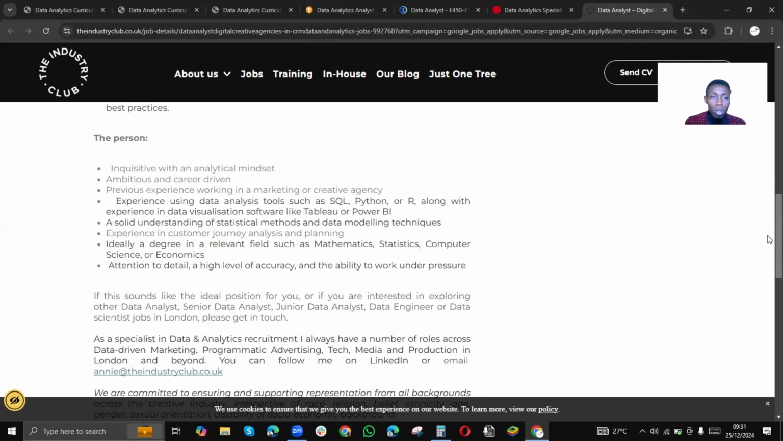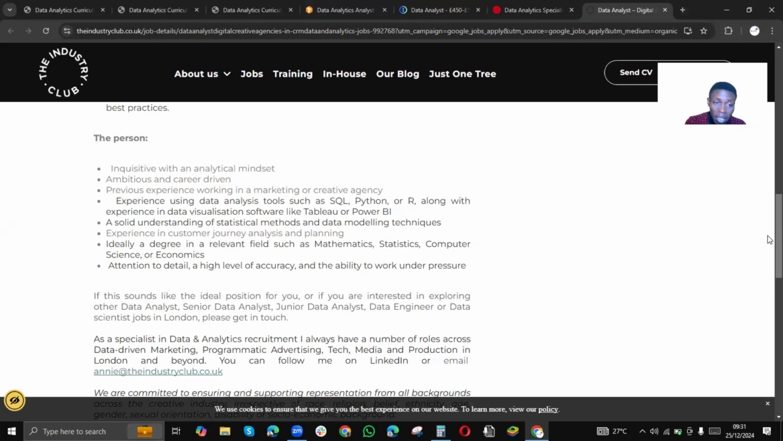So what kind of person are you supposed to be for this very role? You have to be inquisitive, with an analytical mindset, ambitious and career-driven. Then particularly, we're looking for SQL, Python, or R. Can you see again? SQL, Python, or R, along with statistical visualization tools like Tableau or PowerBI. So I've said it over and over again, these are very, very important for your going forward.